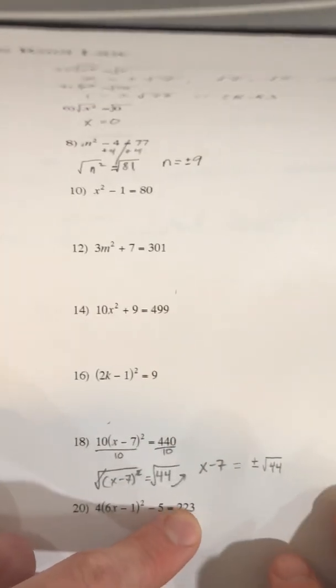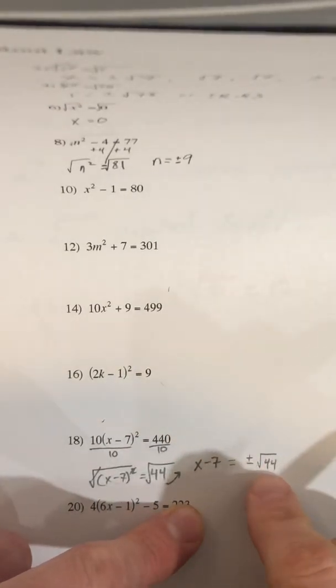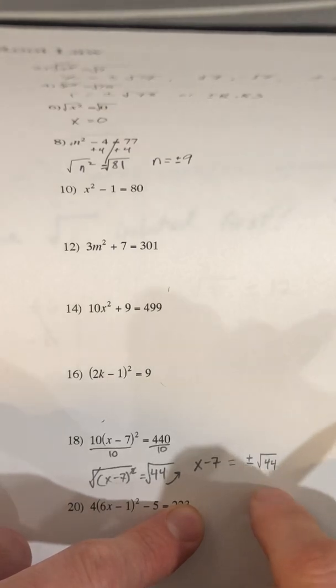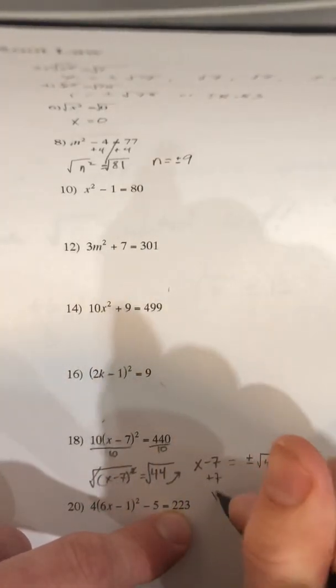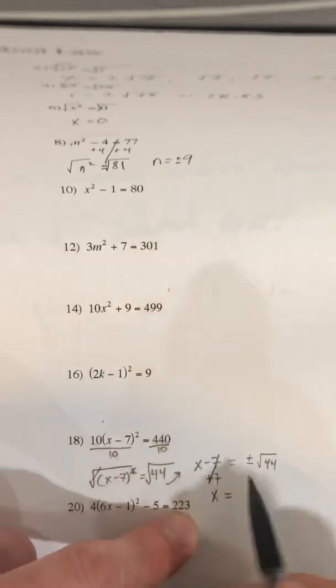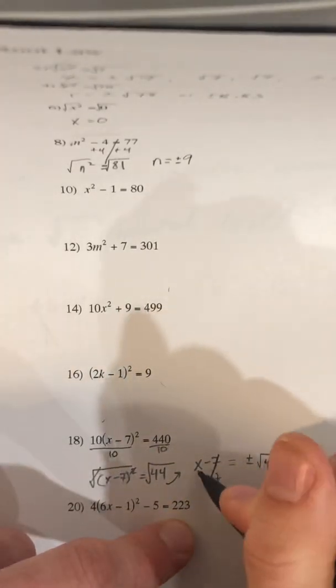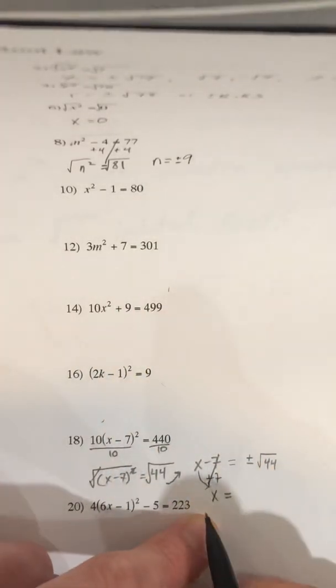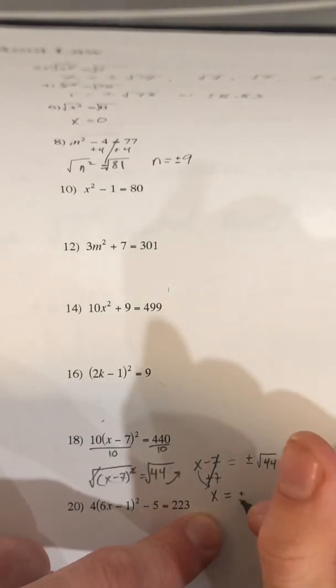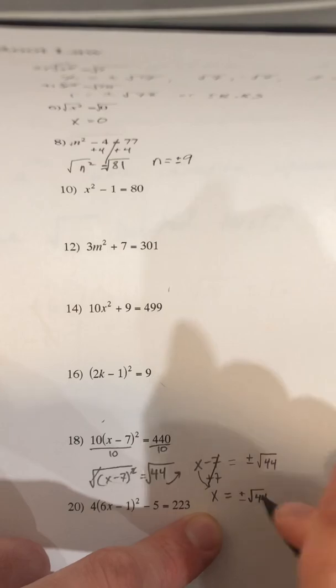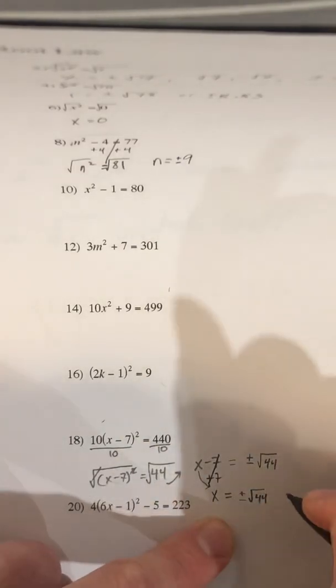And then I can simplify this, and we're going to talk about simplifying this later. But in order to finish this off, I'm going to add 7. And that's going to leave x. So now I have x by itself equal to plus minus root 44, and then I added 7, so I'm just going to add 7.